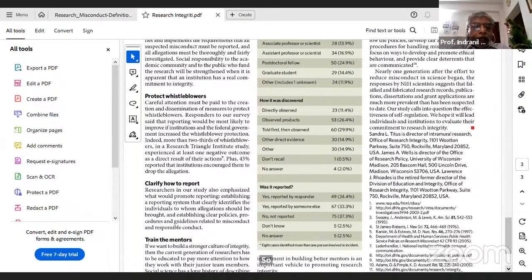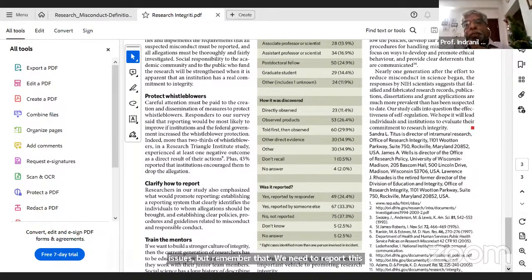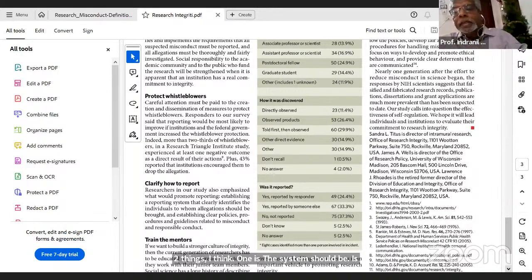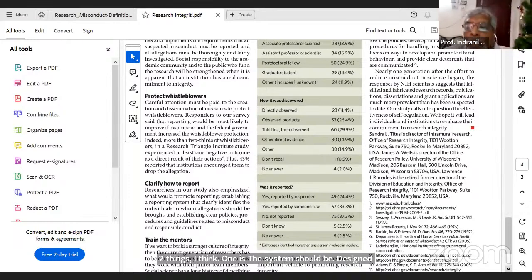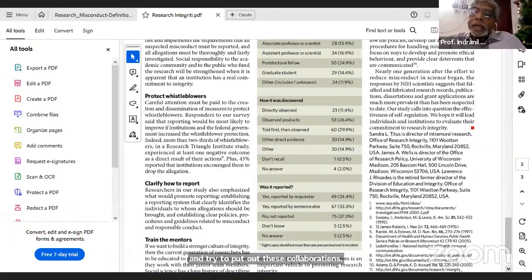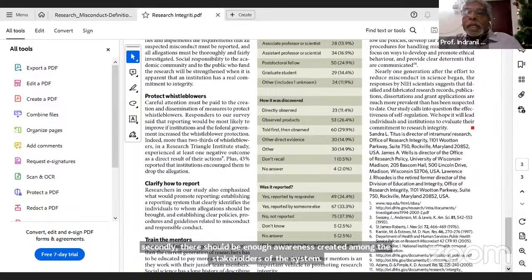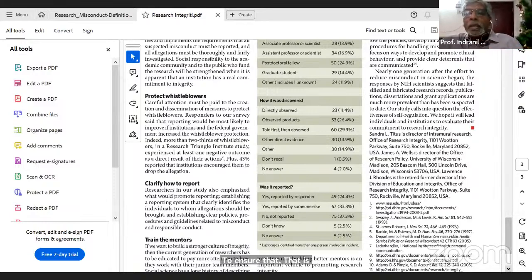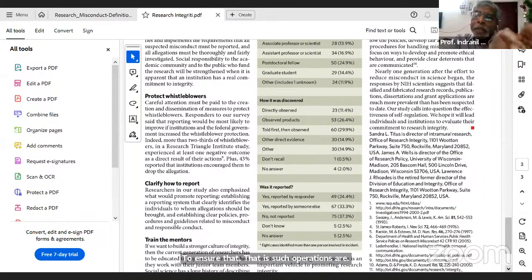But remember that we need to report this, and we need two things, I think. One is the system should be designed in such a manner that it should automatically respond and try to cut out these aberrations. And secondly, there should be enough awareness created among the stakeholders of the system to ensure that such aberrations are minimized. System means you are putting in some externalities. You are putting in some regulations.